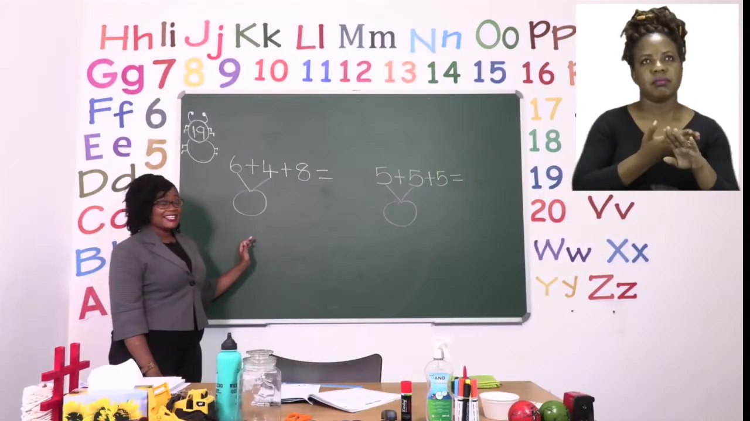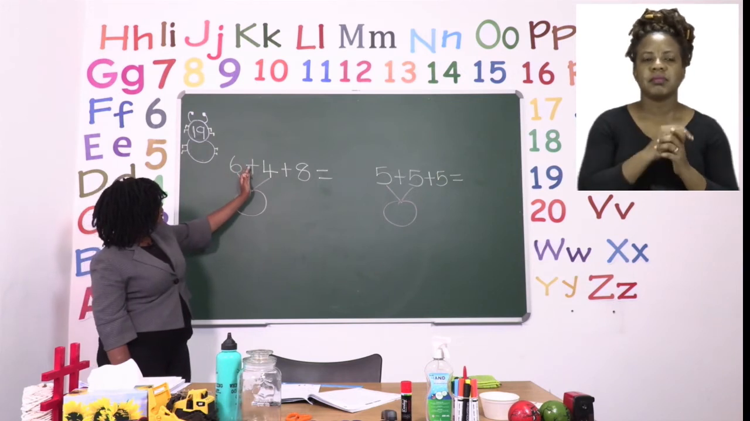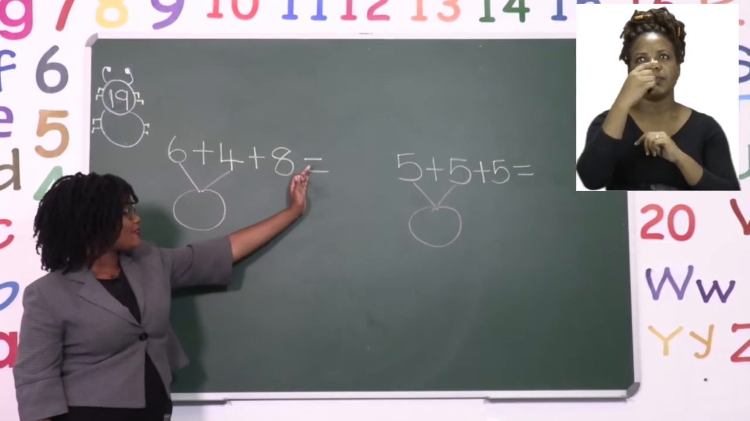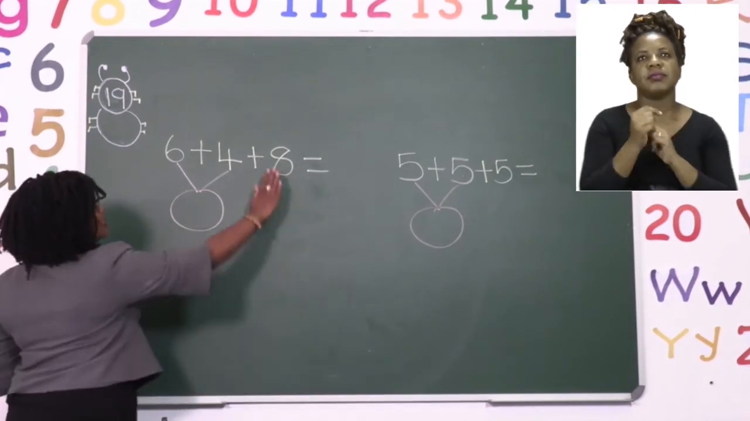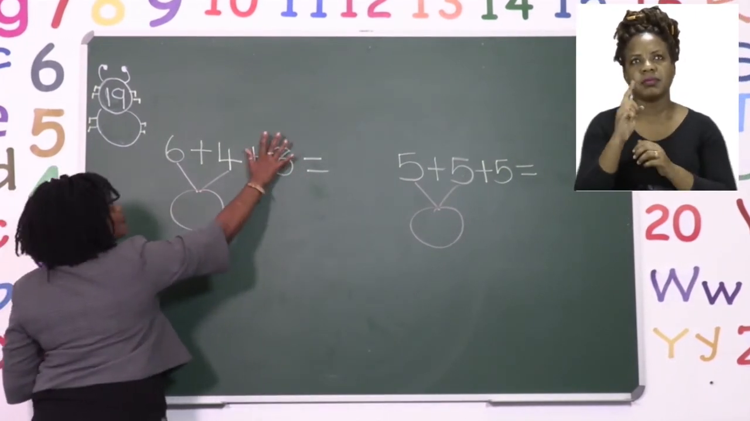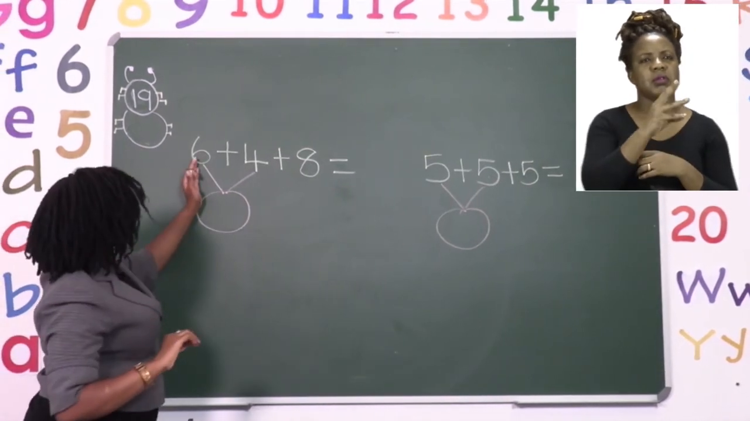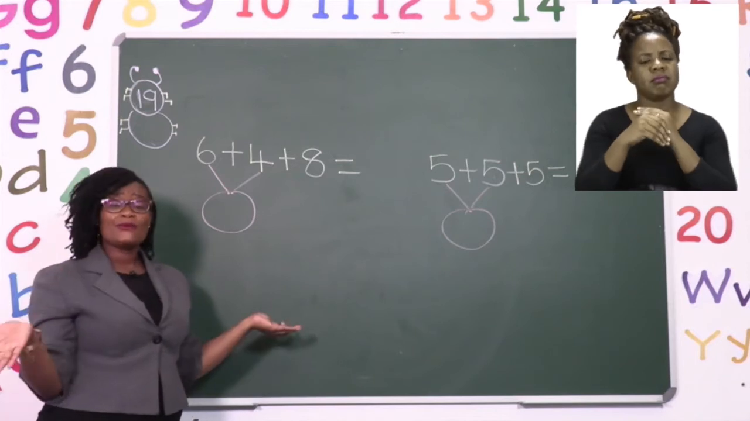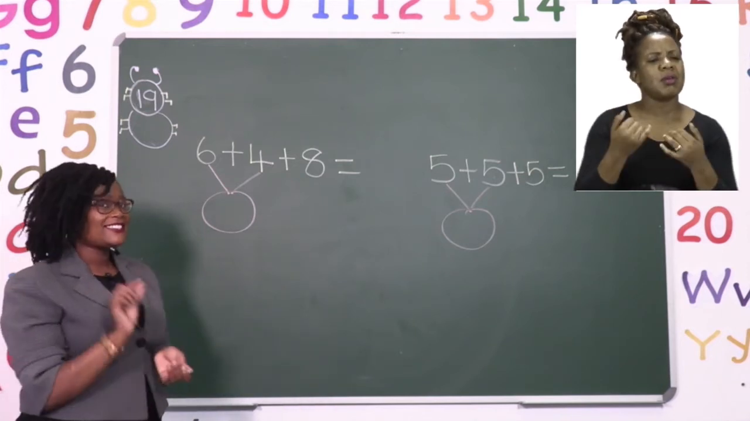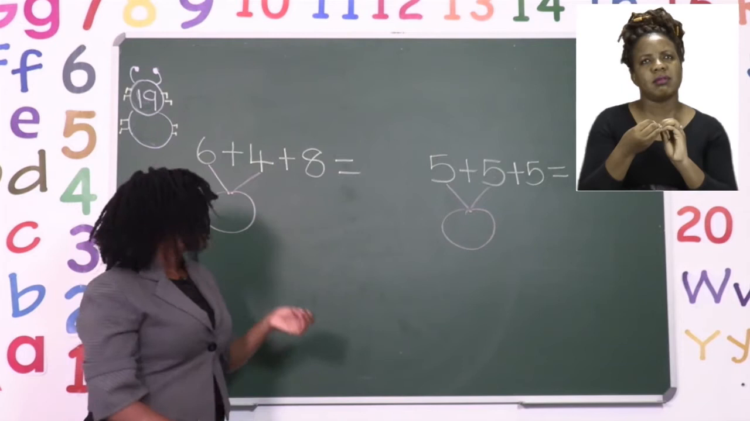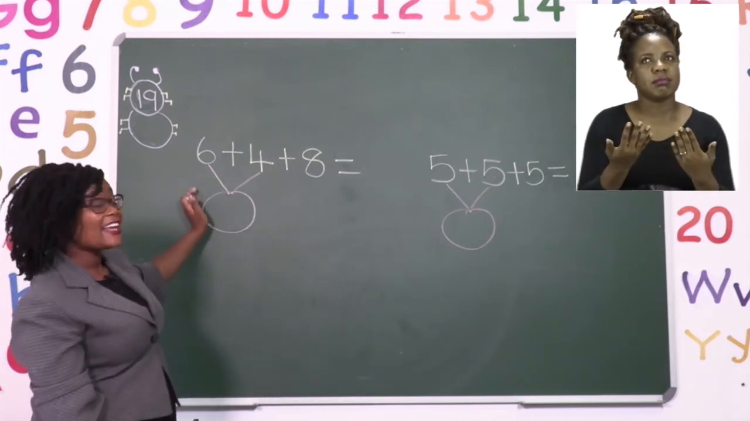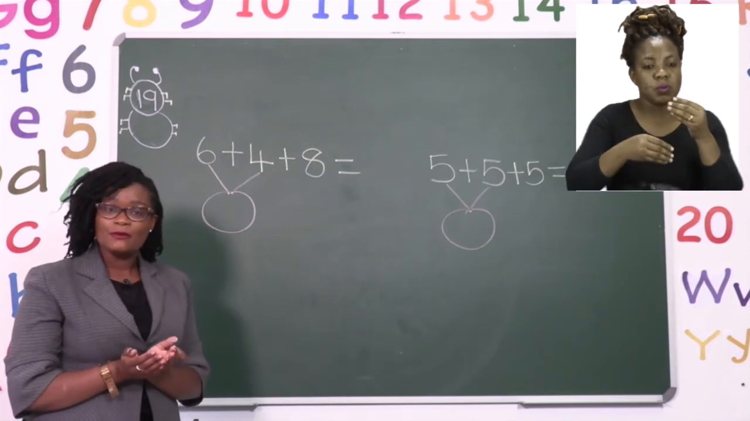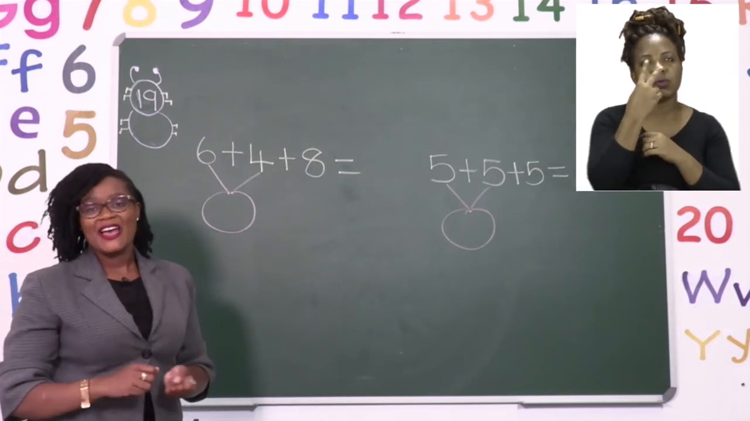The first one says 6 + 4 + 8 =. So instead of just having the 6 + 4, we now have another number, +8. Now, how are we going to do that with 3 numbers? Well, this is very, very simple, boys and girls. We are going to first add the 2 that we can see, and we're going to put it in a special bubble so that we can continue adding.